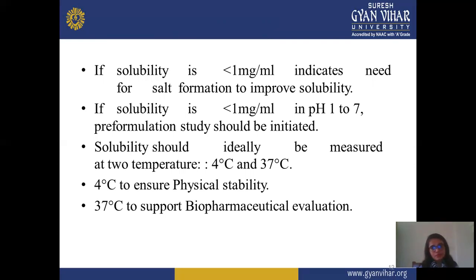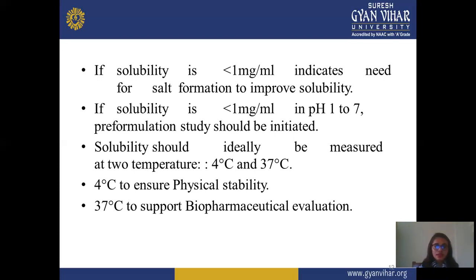When you use less than or up to 1 mg of your drug in 1 ml of solution or solvent, that is the condition. Next condition: if the solubility is less than 1 mg per ml at pH 1 to 7, a pre-formulation study should be initiated. Here the concentration is the same, we just change the pH level. pH 1 to 7 means acidic conditions. Suppose you take pH 5 and your compound is up to 1 mg in 1 ml solvent. Then in this condition, a pre-formulation study should be initiated.